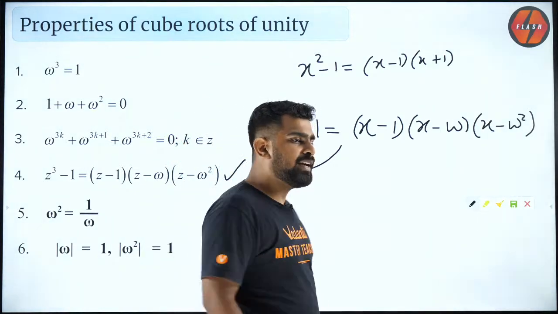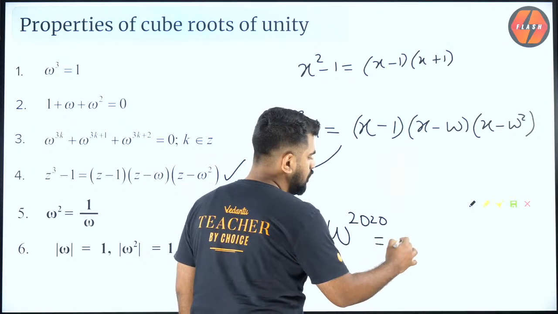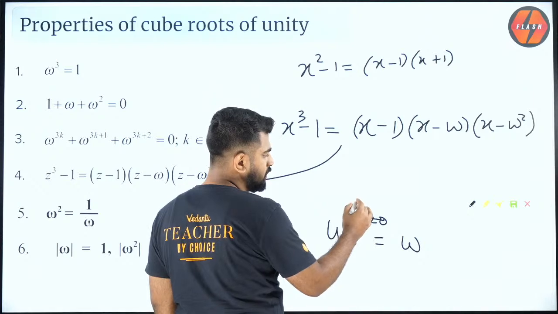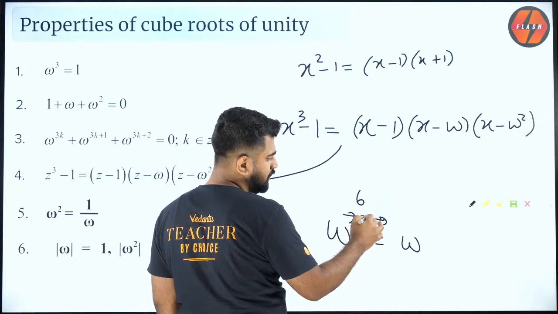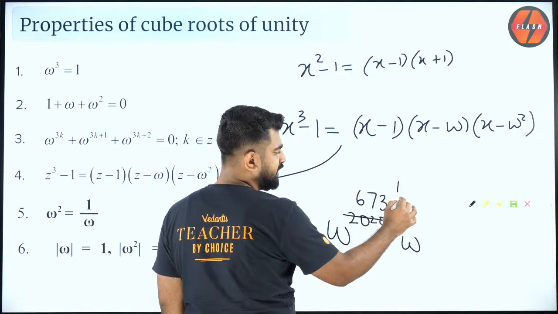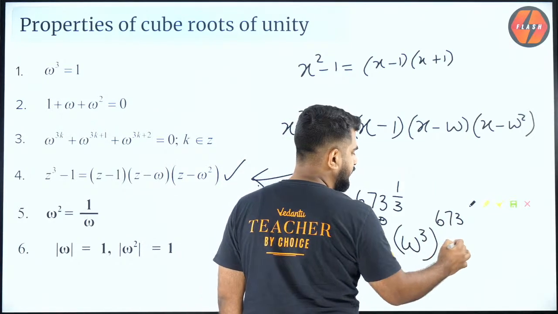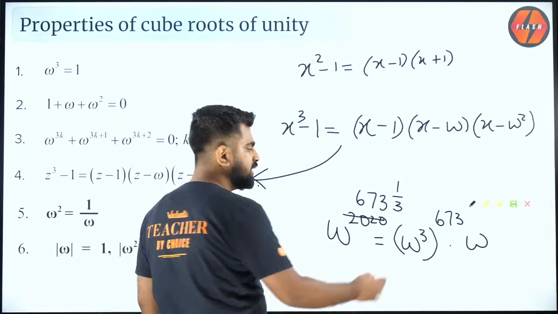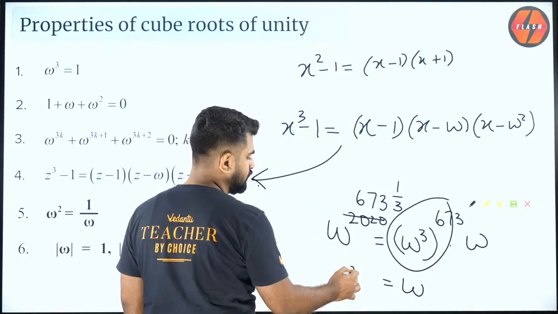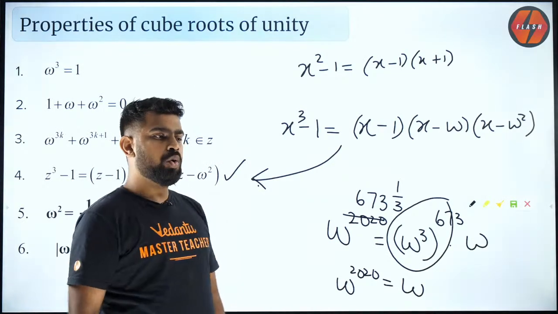What is omega power 2020? Very simple. Omega power 2020 is what? Divide 2020 by 3. If I divide by 3, it will be 673 into 3 plus 1. So it will be omega cubed to the power 673 into omega. So this is 1, Achyut. So the answer is omega. Got it? It is going to be omega.